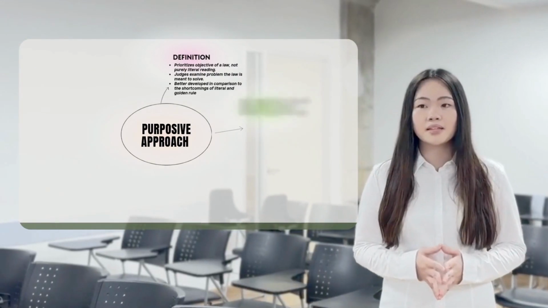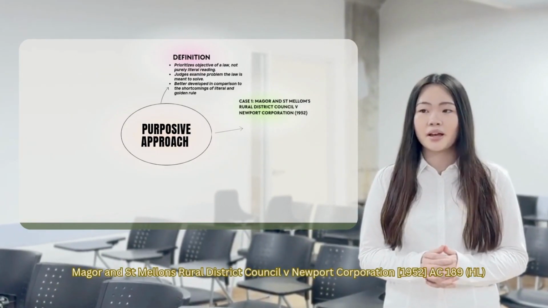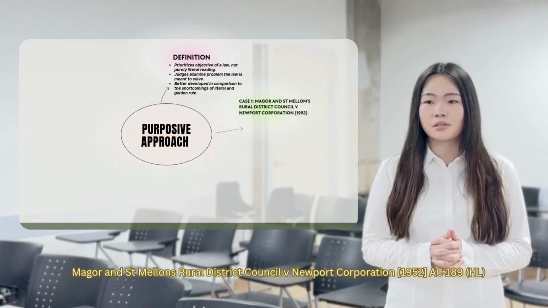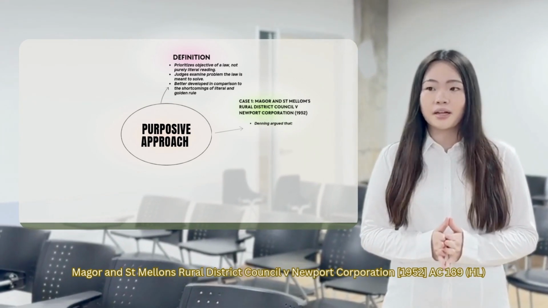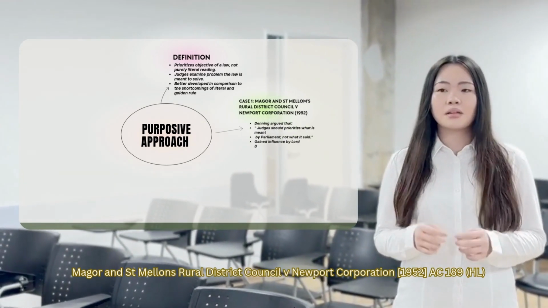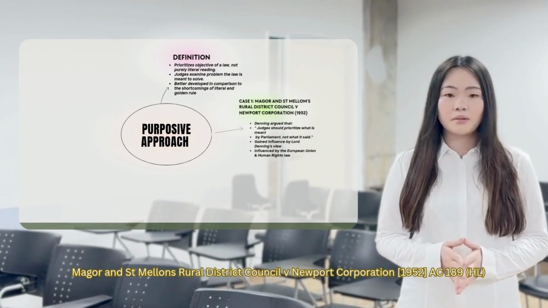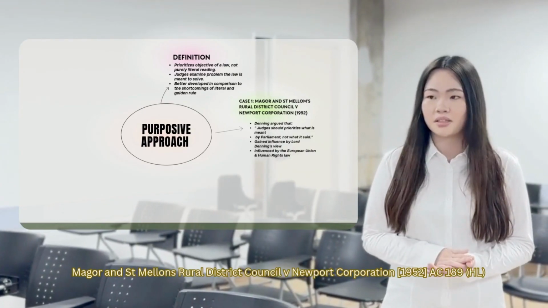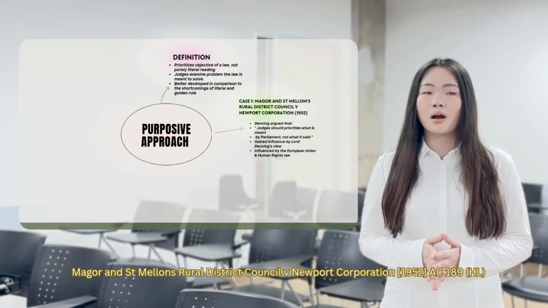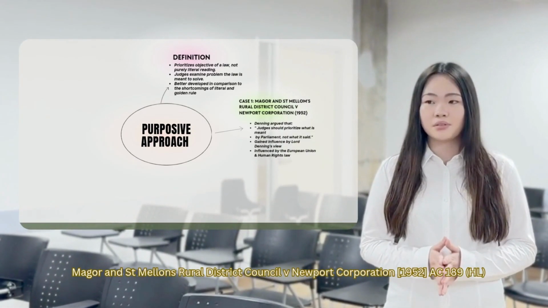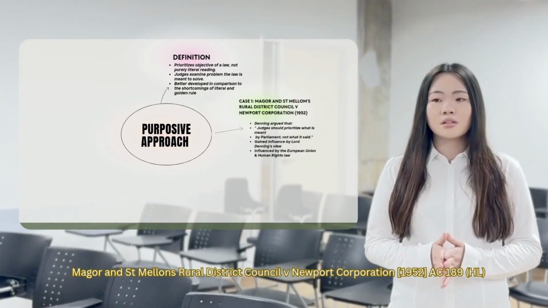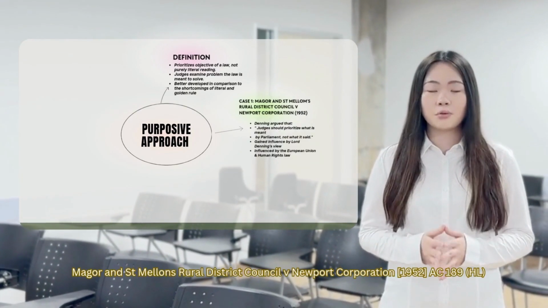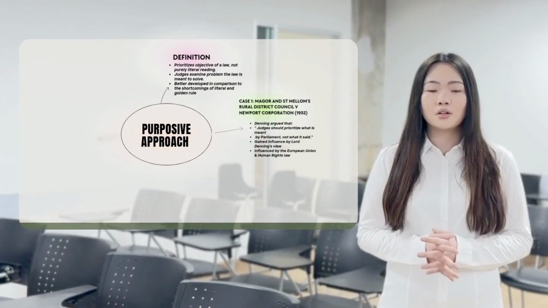An example case is Magor and St Mellons Rural District Council v Newport Corporation 1952, where Lord Denning argued that judges should fill in the gaps and give effect to what Parliament meant instead of what the literal meaning said. Although the House of Lords criticized Lord Denning's view, the purposive approach later gained recognition and is used under the influence of the European Union as well as human rights law.